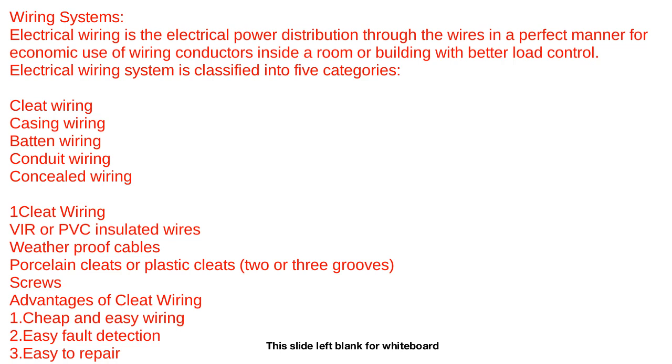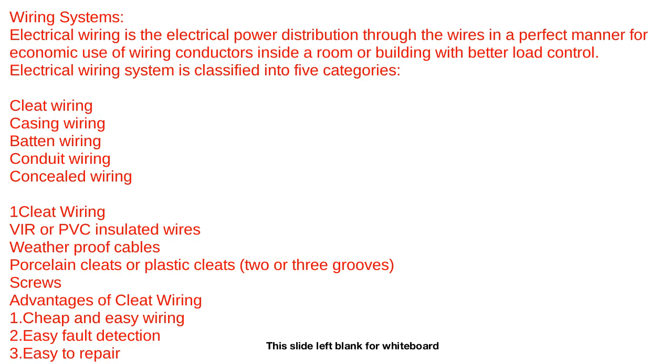Number two is that they are exposed to weather, and they can be affected by humidity, rain, smoke, sunlight, etc. Since the installation is on the surface, this type of wiring system is subjected to harsh weather conditions like smoke or sunlight. If you expose your cables to sunlight, they won't last for long. That is disadvantage number two.